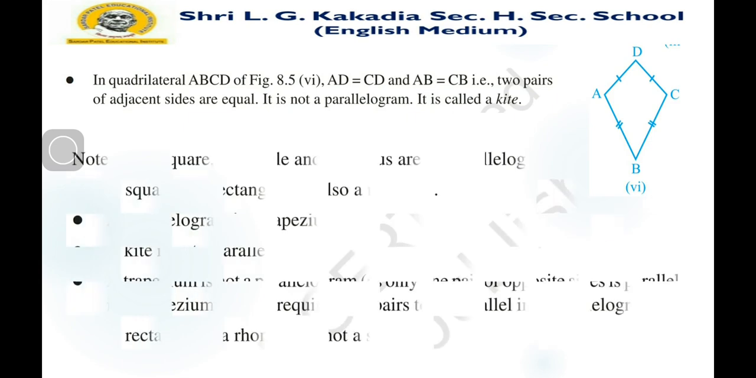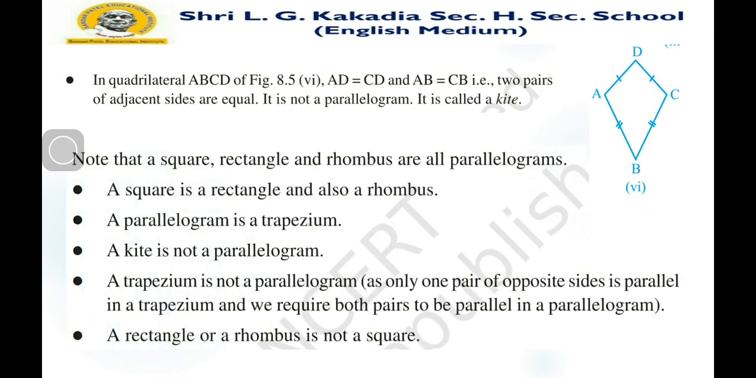Now some properties. Note that a square, rectangle and rhombus are all parallelograms. You can find that square, rectangle and rhombus are parallelograms because the opposite sides of these figures are parallel to each other. Now we just derive some observations. First, a square is a rectangle and also a rhombus. You can see the figure. A square is also a rectangle, and we can also call it a rhombus because its four sides are equal.